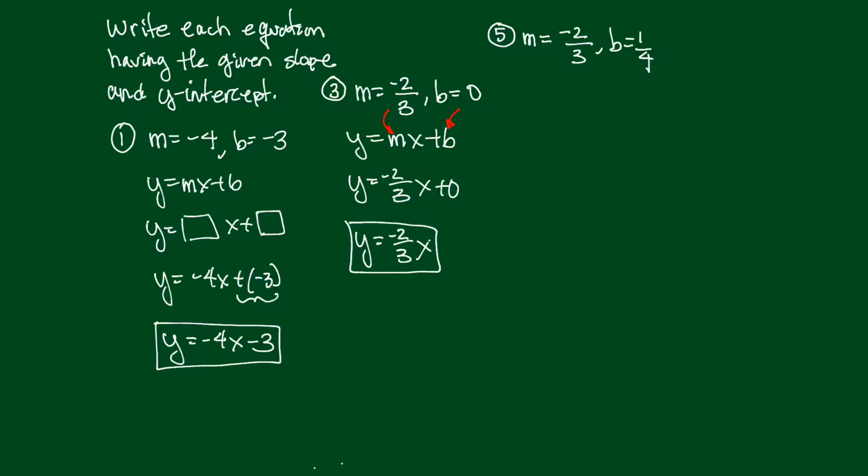In problem 5, we're given the slope and the intercept, so we'll start by writing the template for it. Y equals mx plus b. I find it always useful to start by writing the actual general form and then filling in the numbers, right? So now we're given m right there and b right there. So we're going to write this equation as y equals m, which is -2/3, and then the x plus b, which is 1/4.